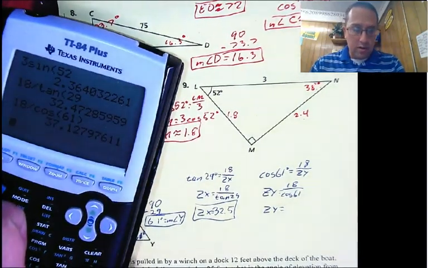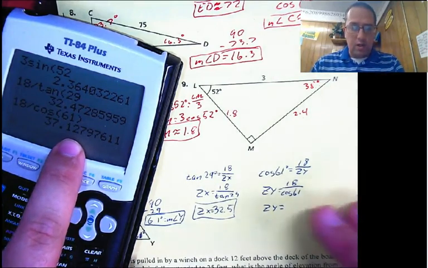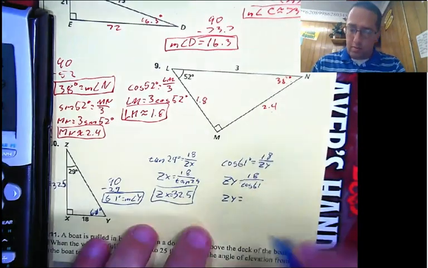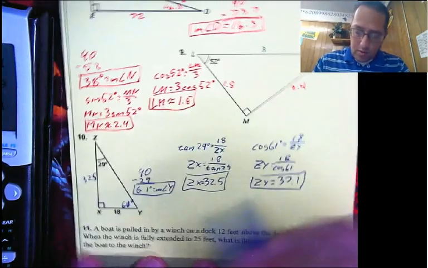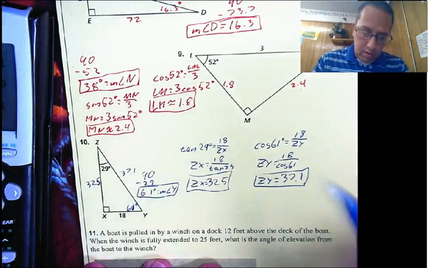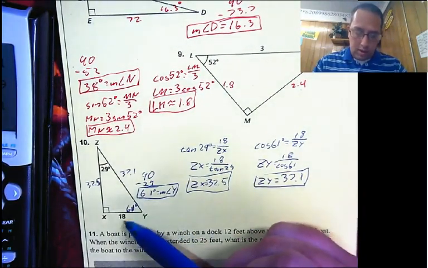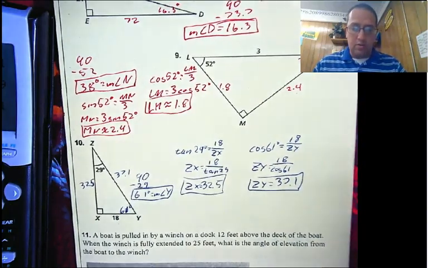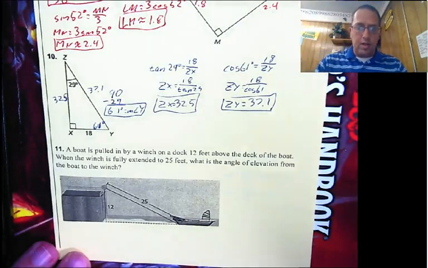There we go. Always nice when the bell interrupts us. And that is 37.12, so approximately 37.1. Again, longest side opposite the right angle, shortest side opposite the shortest angle. All right, one last problem and we are done.